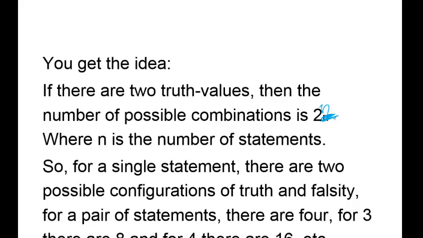For 4, there are 16, and so on. Okay, all right, so 2 to the n will give you the list of possible configurations of truth and falsity. N, of course, is the number of statements, the number of declarative sentences. Sorry, you missed the bottom part of that one as well, but sorry about that.